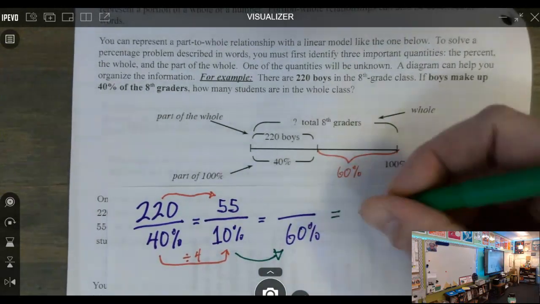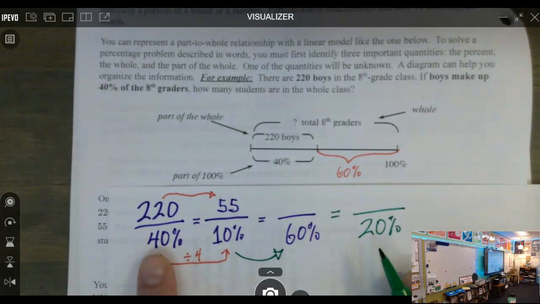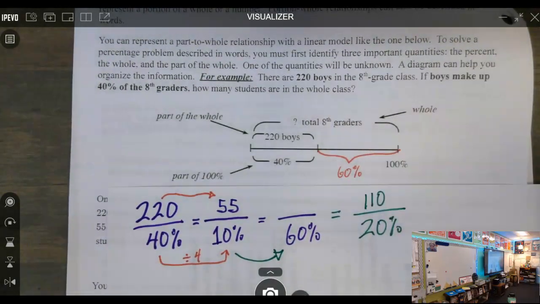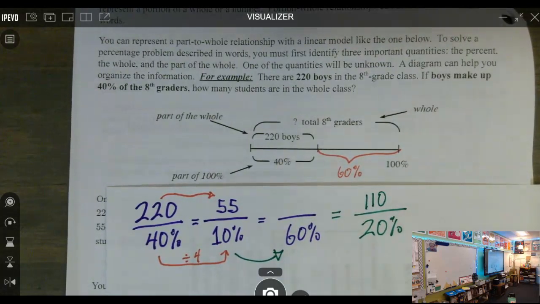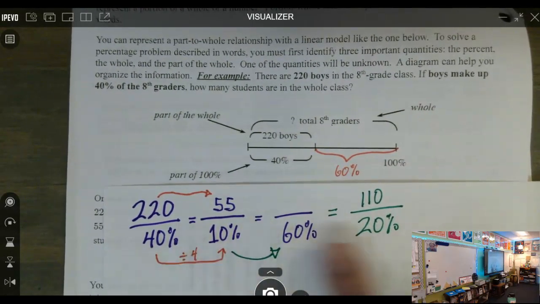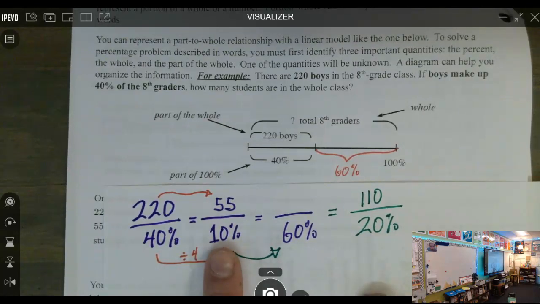So what Keegan is saying is we could have done, what would 20% have been, Keegan? 110. You're absolutely right. There's no reason that we couldn't. This is just the way I wanted to show you, because in this situation, the 40 can get to 20 nicely. But I want to encourage you guys, in any situation, the 10% rule can help us.